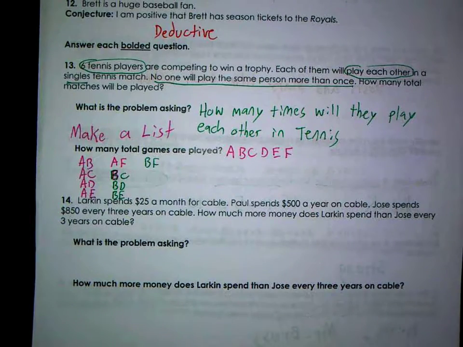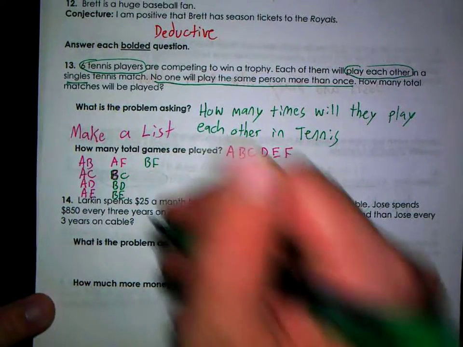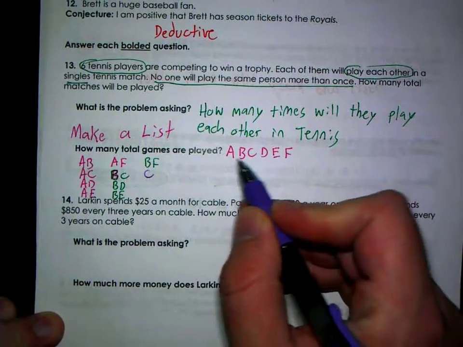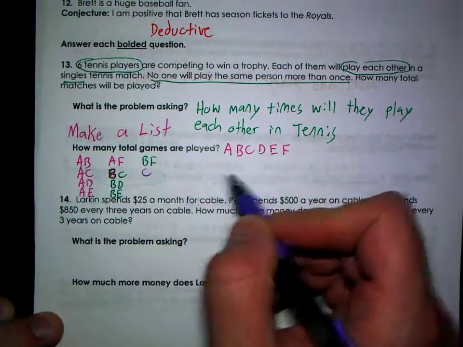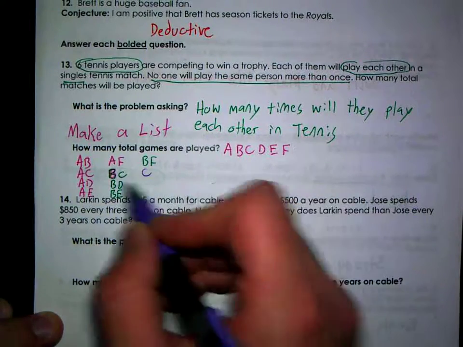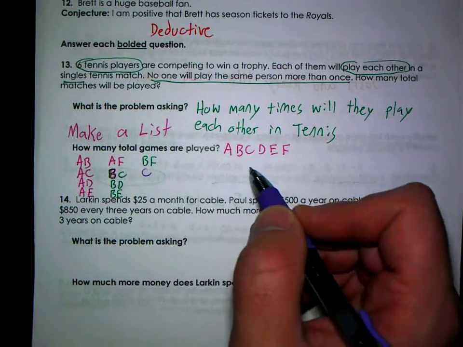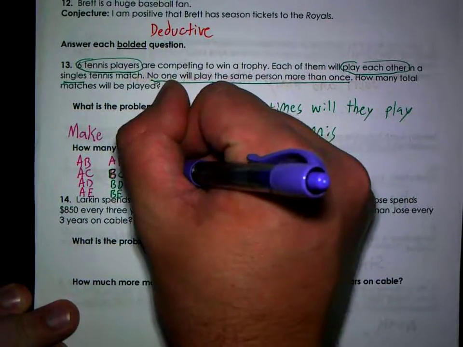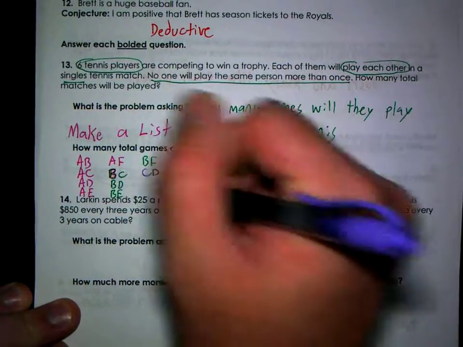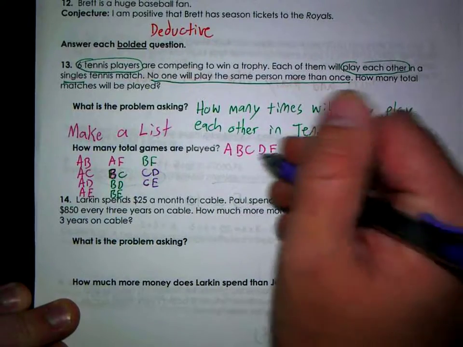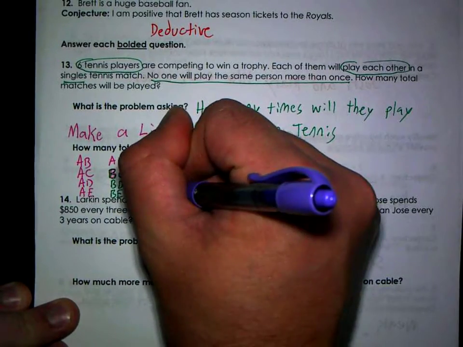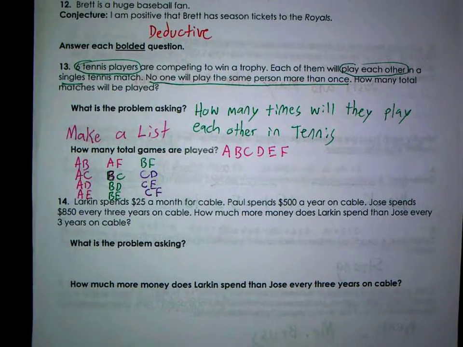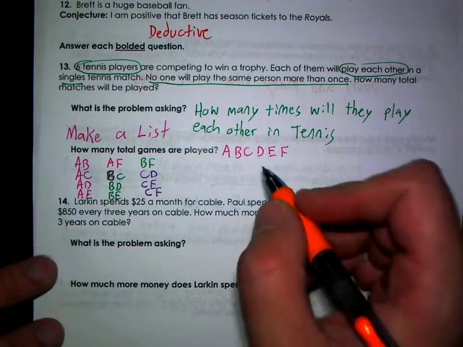Everyone. Next, we go to C. C has already played A, right there. C has already played B, right there. C is not going to, you can't play tennis against yourself. So C is going to play D. C is going to play E. C is going to play F. And I think you noticed the pattern.